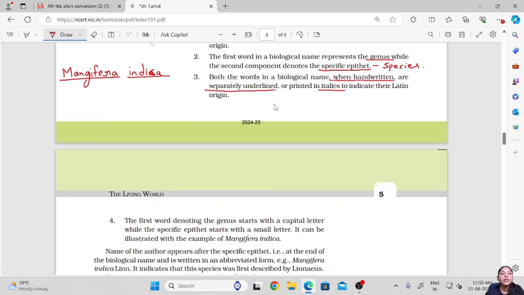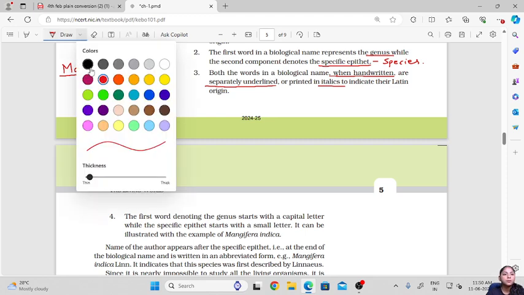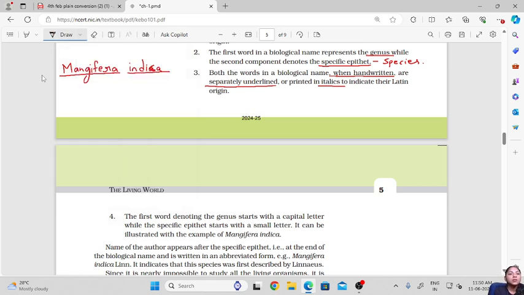Then the next rule is that the first word denoting the genus should always start with a capital letter. So the first word should always start with a capital letter, and the first alphabet of the species should always be written in small letter.